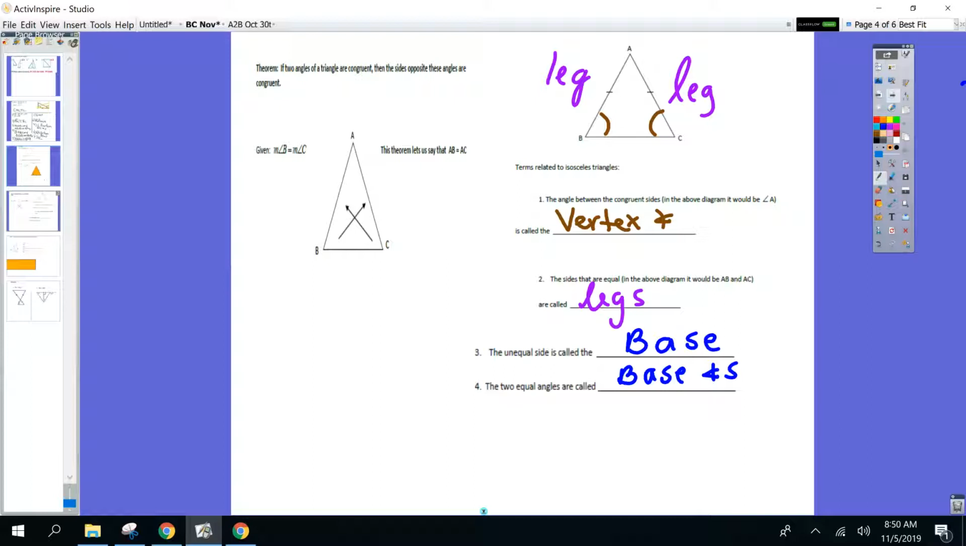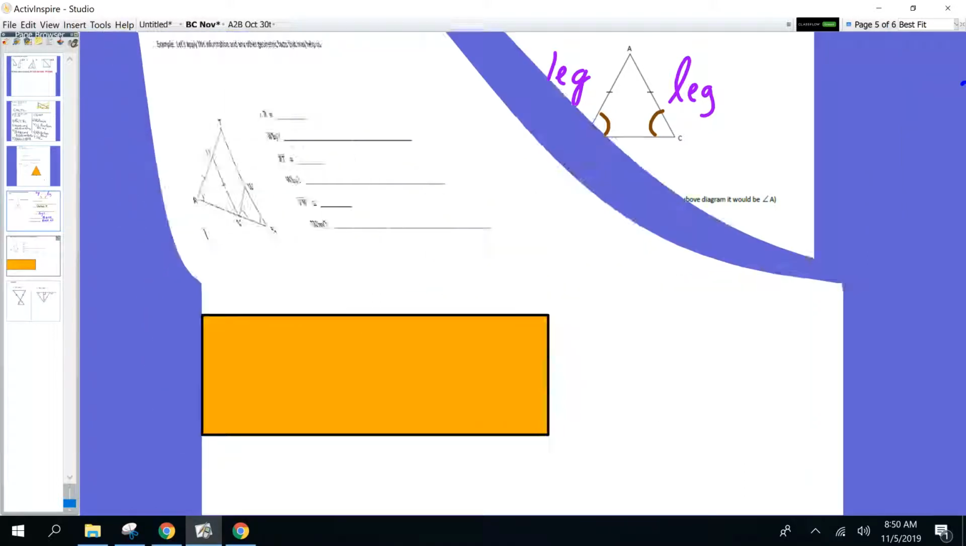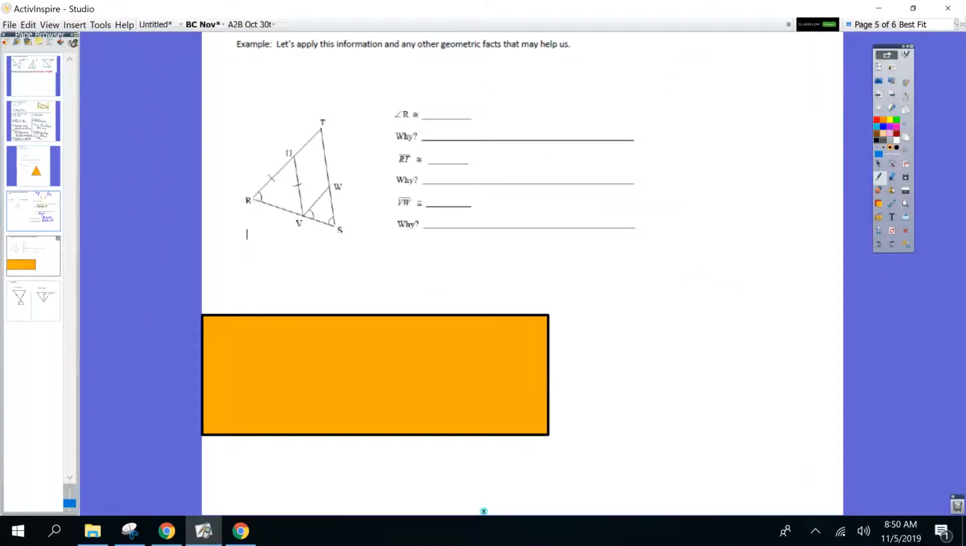All right, let's see what we got now. Let's put all this to use. Okay, I have a nice looking diagram with some markings. How many isosceles triangles do you see?